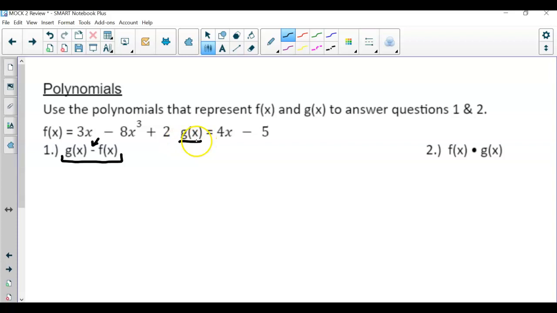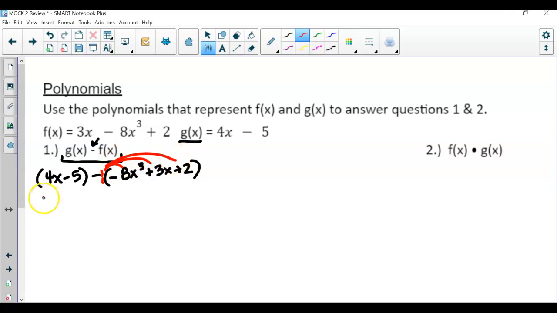So g of x is here, which is 4x minus 5. Then we're going to subtract from that f of x, and I'm going to write that in standard form. So negative 8x cubed plus 3x plus 2. Then notice, when we're subtracting, you need to first distribute that negative 1 here. So here I've got 4x minus 5, then now no longer negative 8x cubed, but positive, so plus 8x cubed minus 3x minus 2.